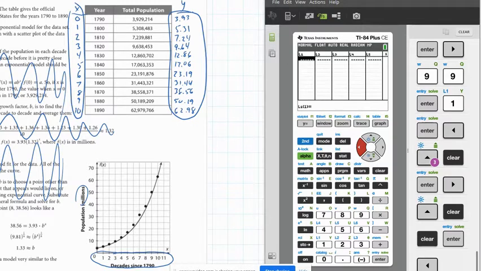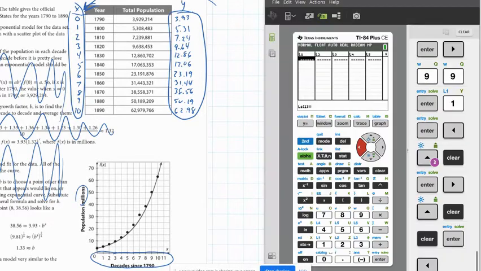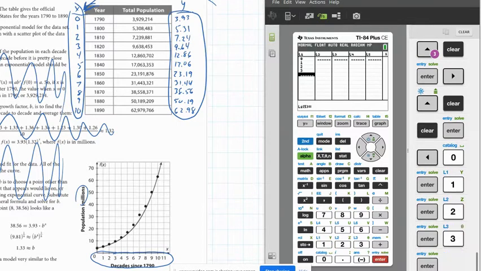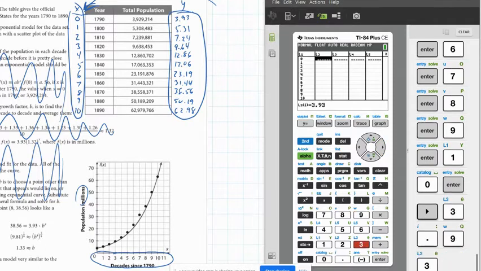So looking back over here, we have our x values, and so we're going to type those in: 0, 1, 2, 3, 4, 5, 6, 7, 8, 9, and 10. Okay, and then in list 2, we're going to type our corresponding y values, 3.93, 5.31, and so on. So go ahead and populate your lists, list 1 and list 2.